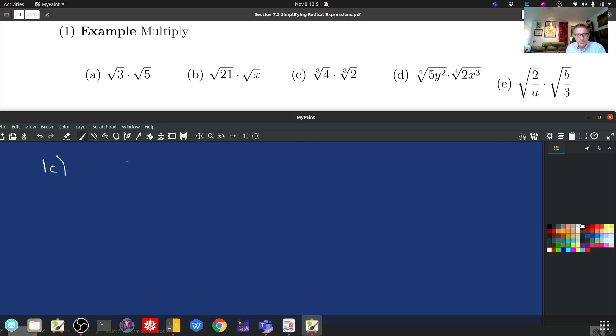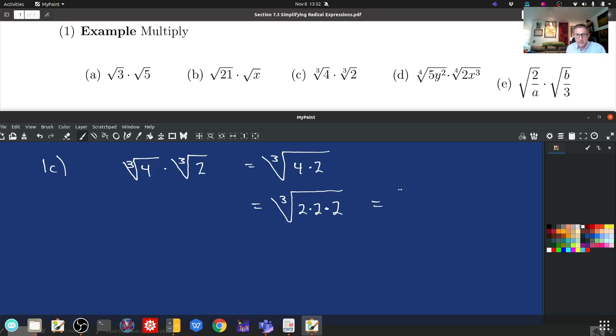So now our index is 3. We can say the third root of 4 times the third root of 2. Well, that's equal to the third root of 4 times 2. But note, we're looking for multiples of 3 in powers. 4 is equal to 2 times 2, so I'm replacing 4 with 2 times 2, then multiplying it by another 2. So this is the third root of 2 to the third.